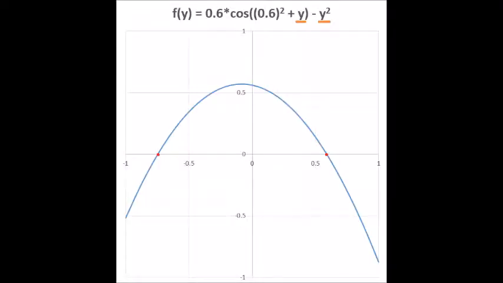Select x equals 0.6. A plot of f of y looks like this. There appear to be two roots for this choice of x. The curve crosses the horizontal axis around negative 0.75 on the left and around 0.6 on the right.